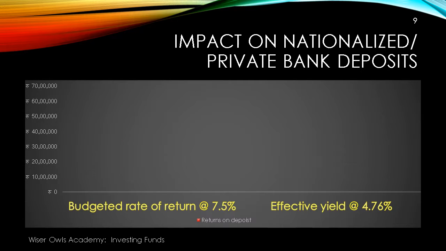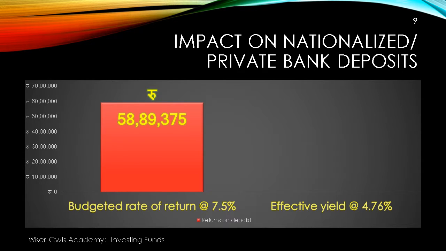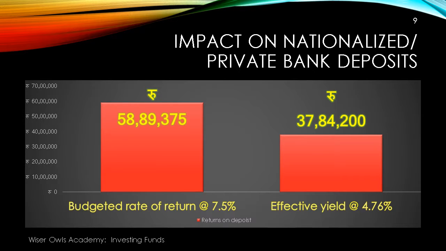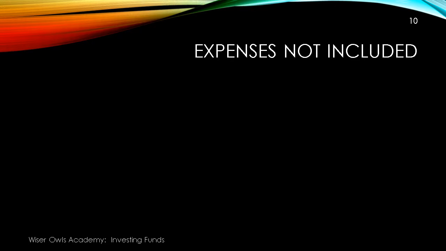Currently at a budgeted rate of interest of 7.5%, we expect to earn 58,89,375 rupees. But in another year's time, once the fixed deposits have been fixed at a new rate, the return will only be 37,84,200 rupees.